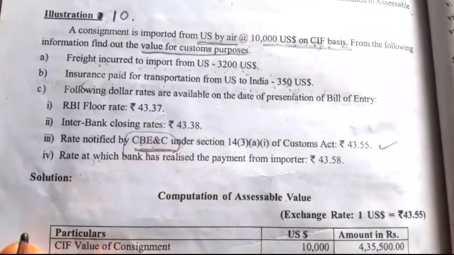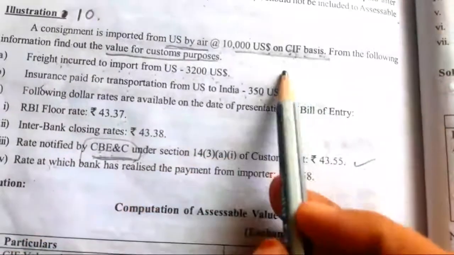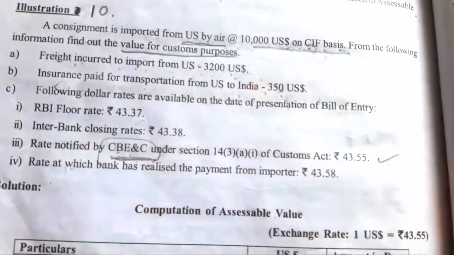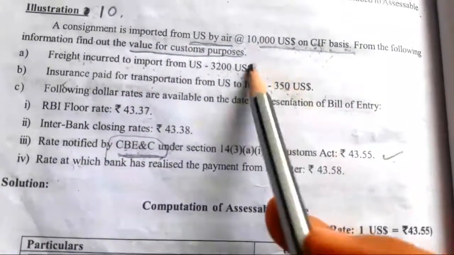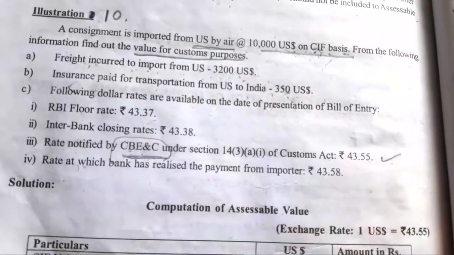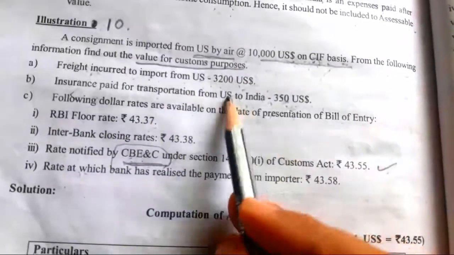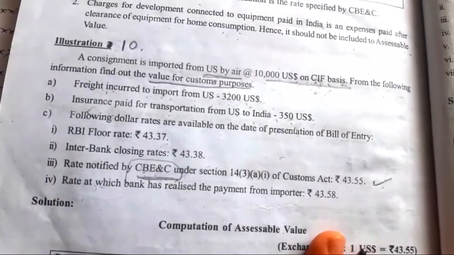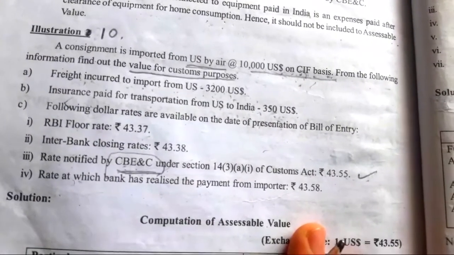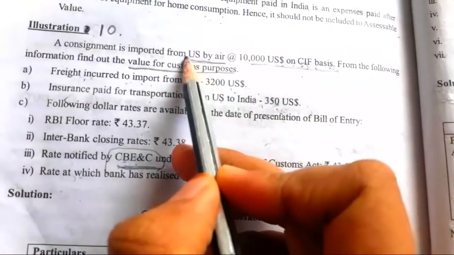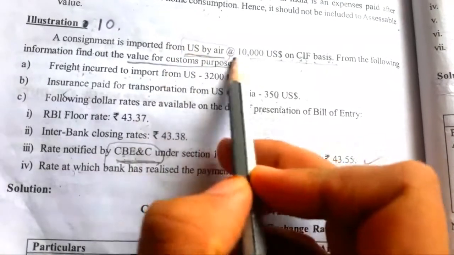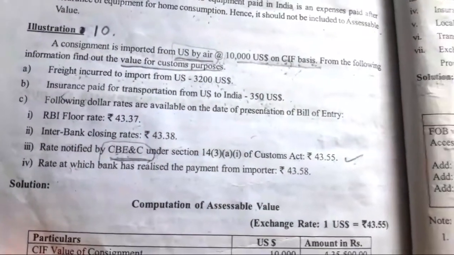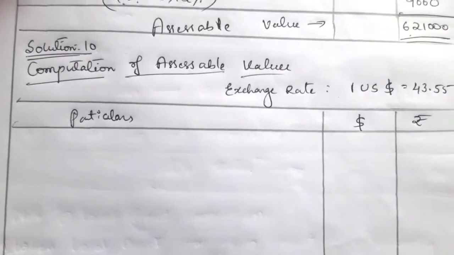So now we'll calculate the assessable value. They have given the CIF value, and the actual freight and insurance. With that help we have to cancel these entries from the CIF, and again add them back to the FOB, because here the import from the US is by air, so we have to apply the condition. So we'll work out the solution now.